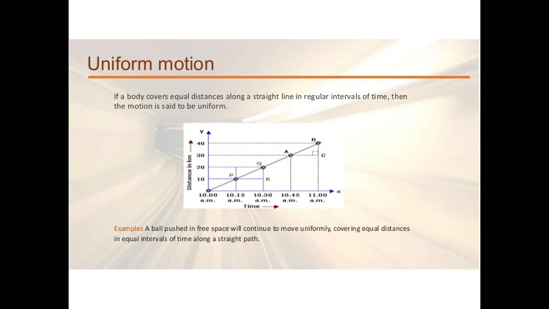Here an example is given. You see, a person starts at 10 a.m. At 10:15 he has completed 10 kilometers. Then at 10:30 he has completed 20. Then again at 10:45 he has completed 30. Then at 11 he has completed 40 kilometers. So you see, at every interval of 15 minutes he is covering 10 kilometers. At every interval of time the distance traveled is equal. So this type of motion is known as uniform motion.